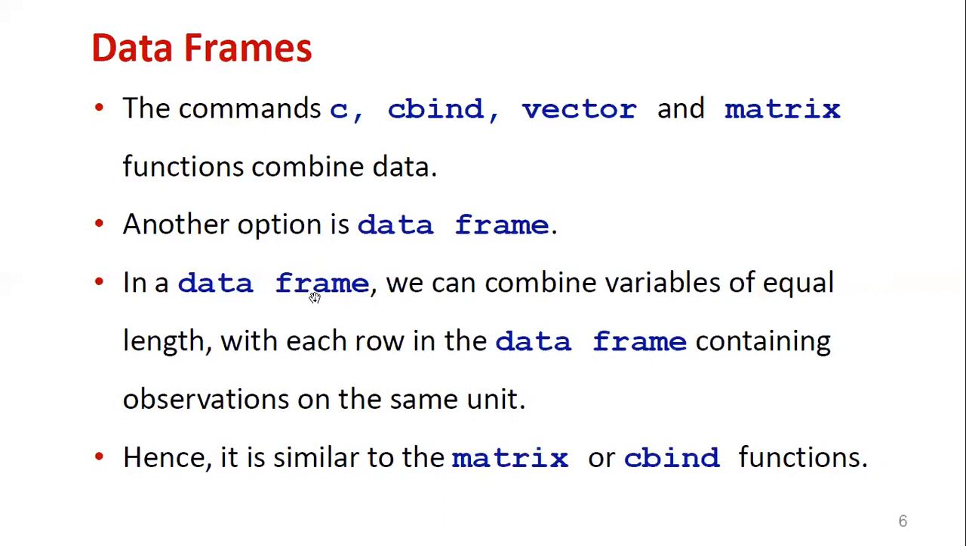In a data frame, we can combine variables of equal length. This is the condition: variables of equal length, with each row in the data frame containing observations on the same unit. Hence, it is similar to the matrix or cbind functions. A data frame is similar to the matrix or cbind functions.